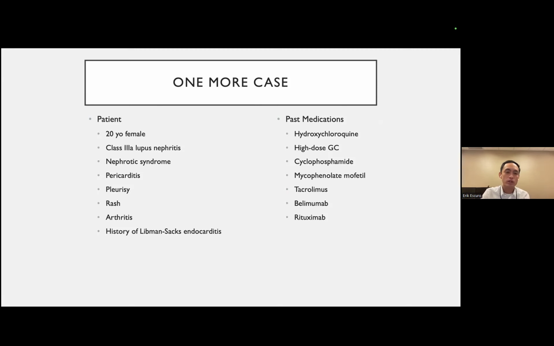You take a look at her medical history. She's had biopsy-proven class 3 lupus nephritis. She's had a history of inflammation around the sac of her heart. And then she has a history of even the type of vegetation on the valve or non-infectious endocarditis, Libman-Sacks endocarditis. So this is a complicated patient, clearly. Unfortunately, she has tried and has failed all of those treatments.